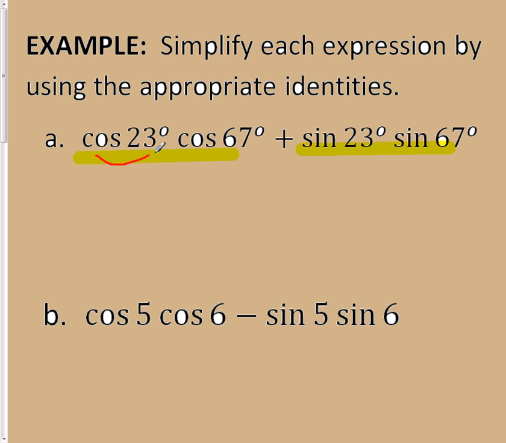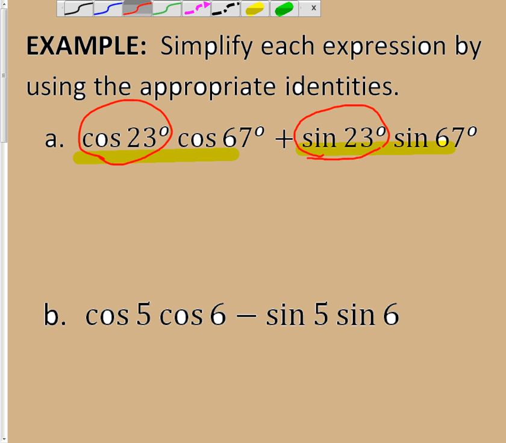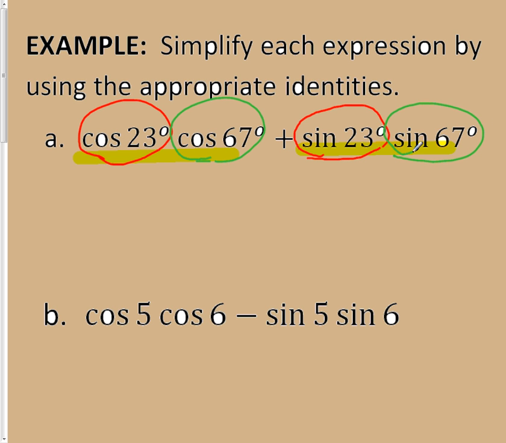So then I look to see whether or not I have the cosine of 23, and then over here I have the sine of 23, because they have to be the same angle. It has to be alpha, beta, alpha, beta. Cosine alpha, cosine beta, sine alpha, sine beta. So then I look and I have the cosine of 67 and the sine of 67, which means it does fall into the pattern of the difference of cosine.